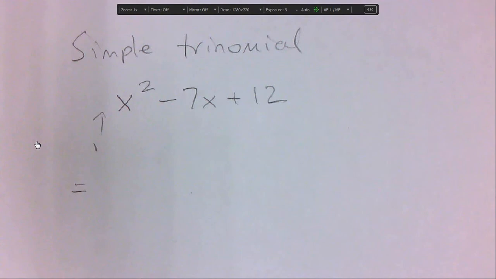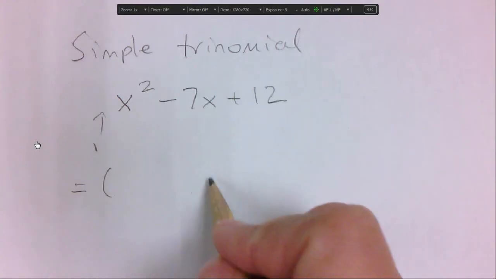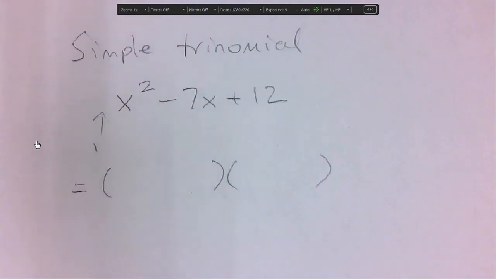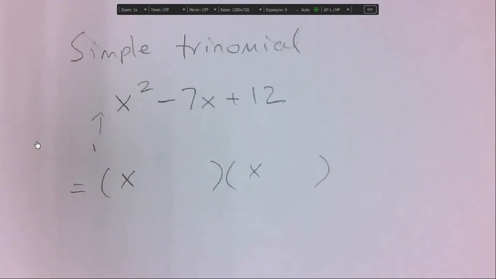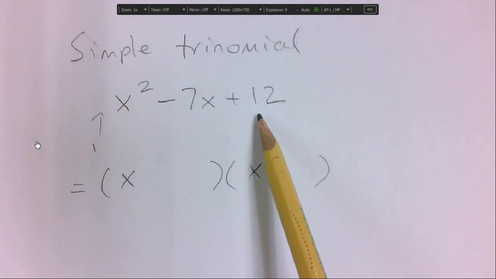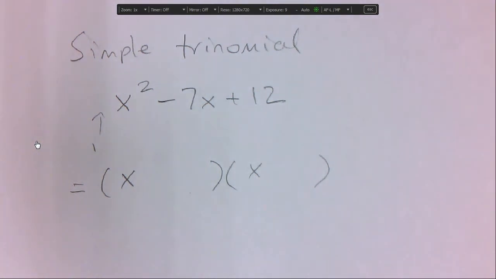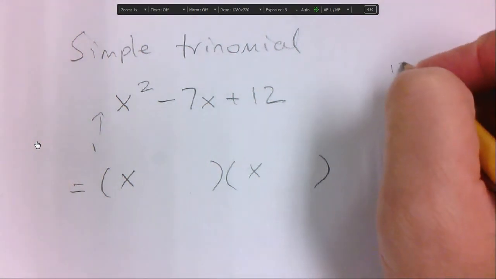Okay, so how did we learn to factor this last year? Last year we said if you have a simple trinomial, it's actually very simple. You can do it in one step. You put the x in both brackets, and then we find two numbers that multiply to positive 12 and add to negative 7.